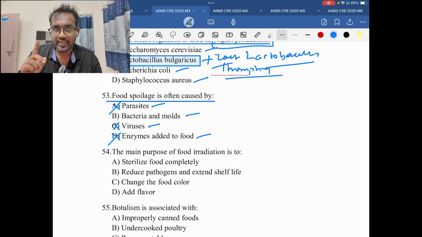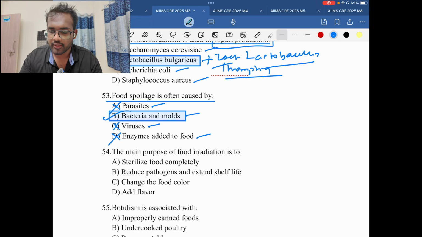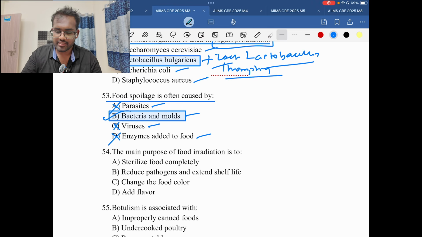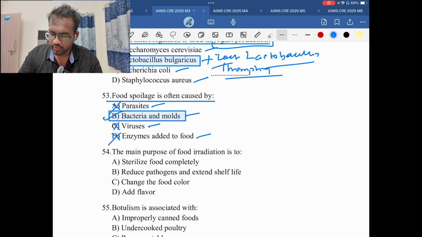The food spoilage occurs due to bacteria and molds. Always remember, they replicate and lead to spoilage of the food. Parasites is not the answer, viruses is not the answer, enzymes added to the food is also not the answer. So the answer will be B. If they mention food spoilage, then always go for bacteria and molds. If they ask about food intoxication, it is also related to bacteria and molds.